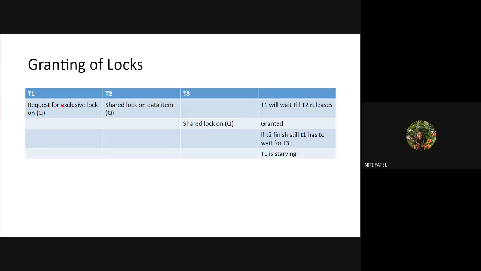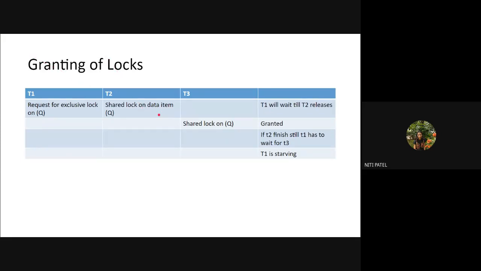So let us assume that we have transactions T1, T2 and T3 which are executing. Currently we have only T1 and T2. T2 has acquired a shared lock on data item Q. Before acquiring this lock, it made a request to the concurrency manager. Since data item Q was free, not used by any other transaction, Q in shared mode was given to T2. That means what can T2 do with data item Q? It can only read.